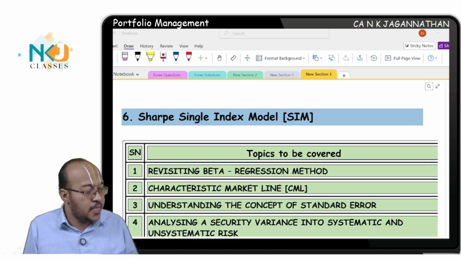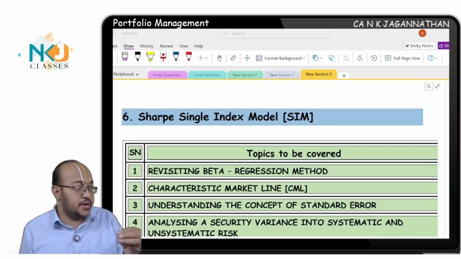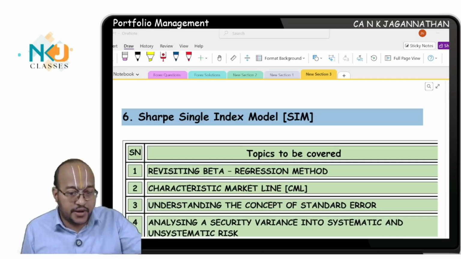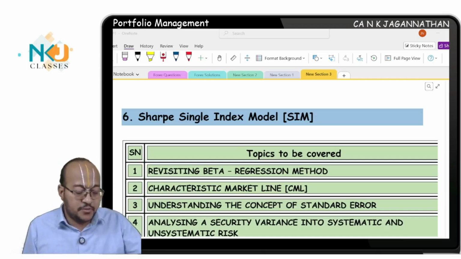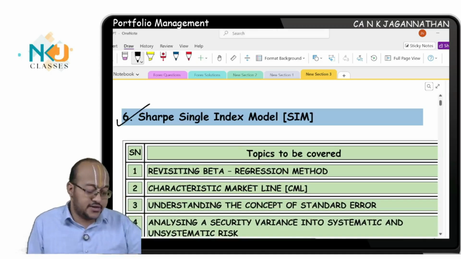Very important area, and this discussion is going to be a little bit lengthy, but you have to have some patience, and after some point, say after 20 or 30 minutes, you will have absolute clarity. So what are we going to discuss in this Sharpe single index model?